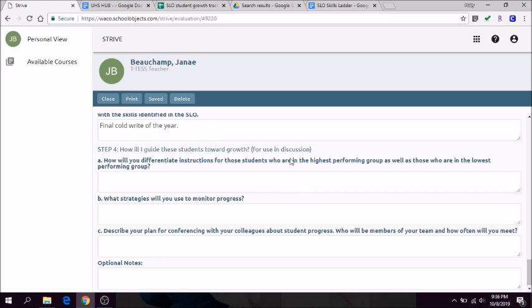Then she's going to go in and do step 4, which is how will you differentiate instruction for groups, for students who are in the highest performing group as well as those in the lowest performing group. What strategies will you use to monitor progress? And then describe your plan for conferencing with your colleagues about your progress. Once all of this is complete, you press save, and then you will be done with steps 3 and 4 for your student learning objective.